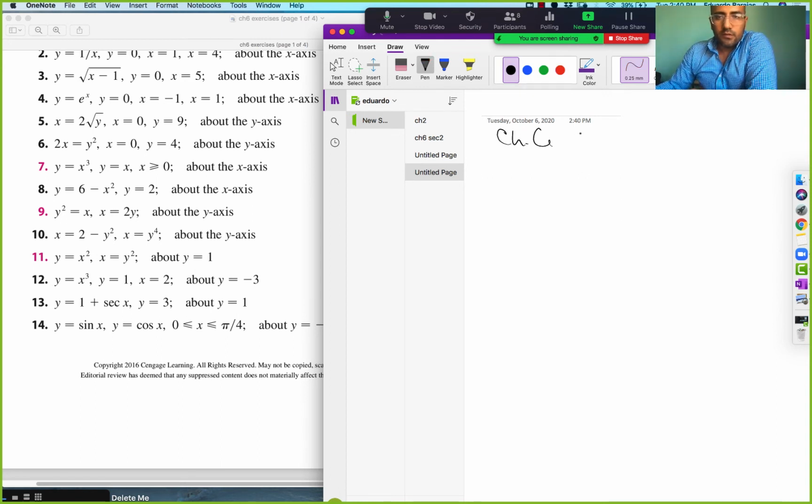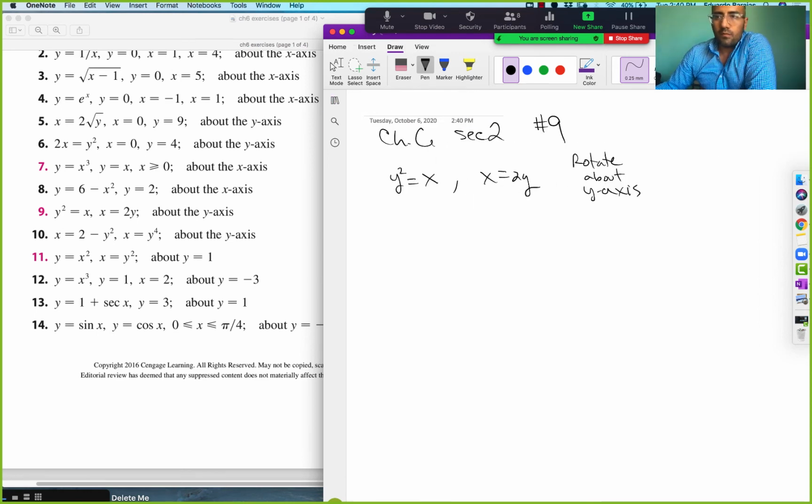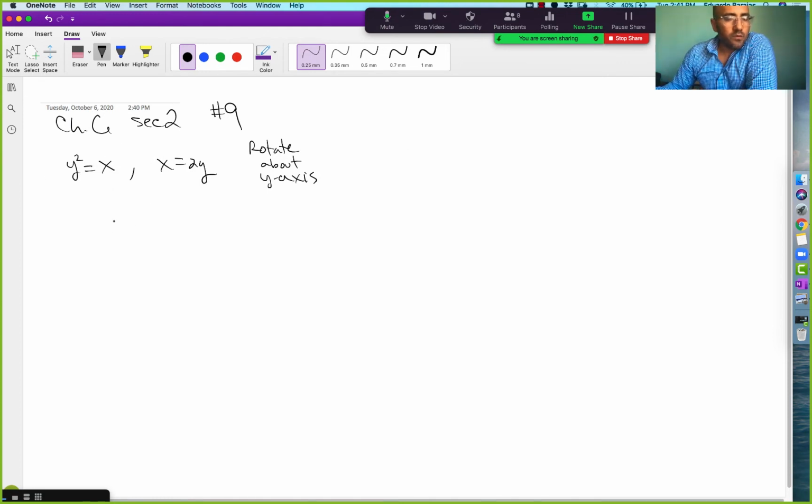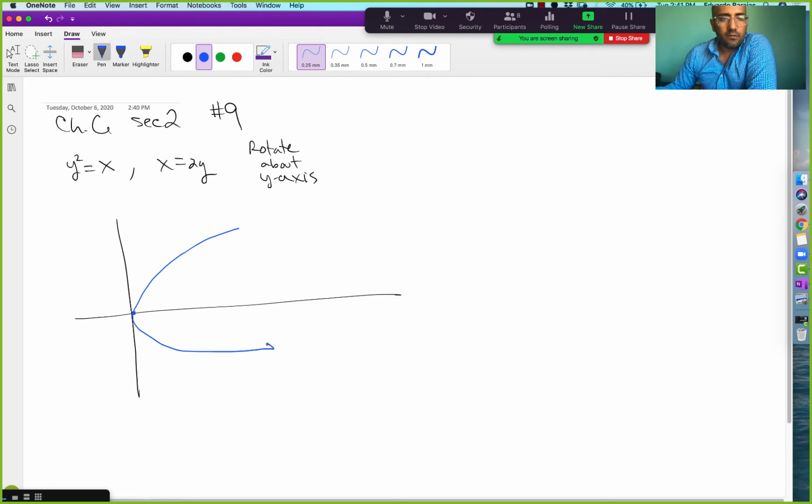So this is chapter 6, section 2, and this is number 9. And we have y squared equals x, and we have x equals 2y, and we want to rotate about the y-axis. Okay, so again, we're at the mercy of my drawings. This guy is going to be the same thing as plus or minus root x, so it'll look like this, and then it'll also kind of come this way. And then this guy is going to be a linear equation with slope equal to positive 1/2, right? I can always just move this around and say it's 1/2 x equals y. Just like over here, I could say that y equals plus or minus root x.